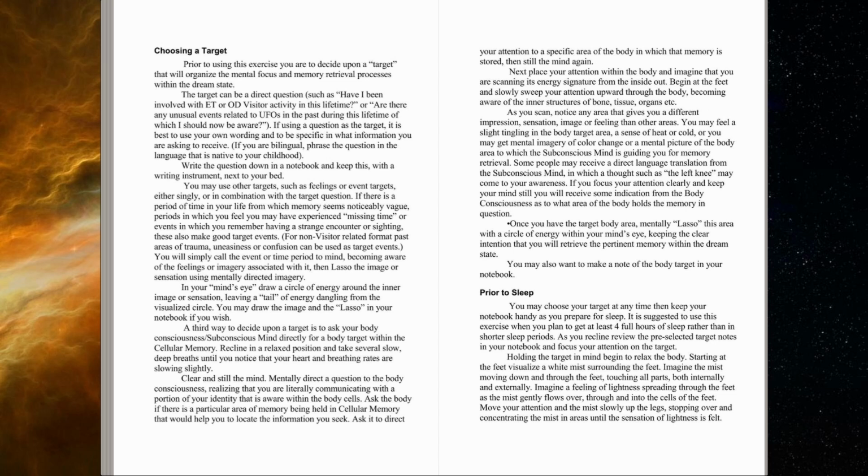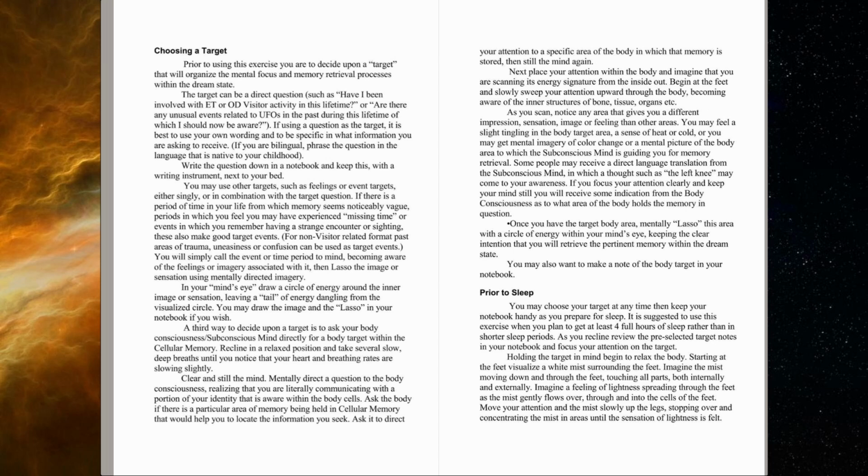If there is a period of time in your life from which memory seems noticeably vague, periods in which you feel you may have experienced missing time, or events in which you remember having a strange encounter or sighting, these also make good target events. For non-visitor related format, past areas of trauma, uneasiness, or confusion can be used as target events. You will simply call the event or time period to mind, becoming aware of the feelings or imagery associated with it. Then lasso the image or sensation using mentally directed imagery. In your mind's eye, draw a circle of energy around the inner image or sensation, leaving a tail of energy dangling from the visualized circle. You may draw the image and the lasso in your notebook if you wish.